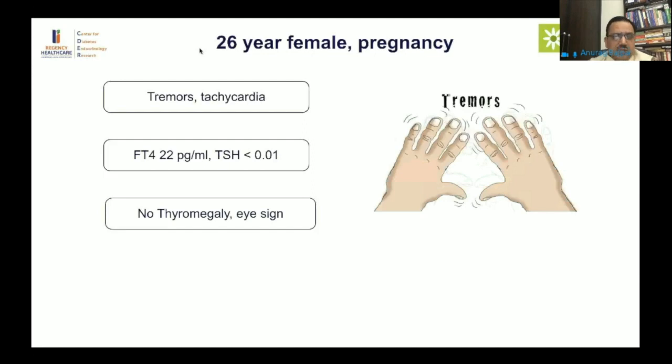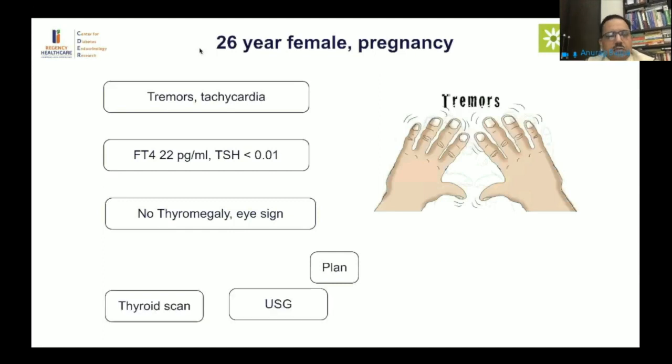Clearly, the first thing which we have to think of is the possibility of Graves' disease, because Graves' disease is common, is important, it has significant implications for the child as well. But if you look here, there is no thyromegaly, there are no eye signs, FT4 levels are slightly elevated. So the first possibility clinically we have to think of is that of an HCG-induced thyrotoxicosis, which is gestational thyrotoxicosis, which is self-limiting and improves.